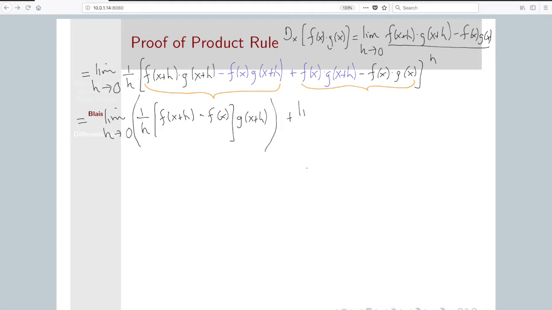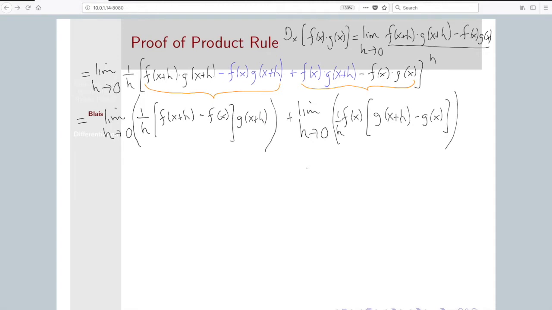And then we have a similar limit expression for this here, except now we can factor out an f of x. So we have f of x times g of x plus h minus g of x. And we still have 1 over h. Don't forget that. So all that was done here, two steps: the limit of the sum of these two orange paired terms was broken into the sum of the limits of those terms, and we just did a factoring step in each case.